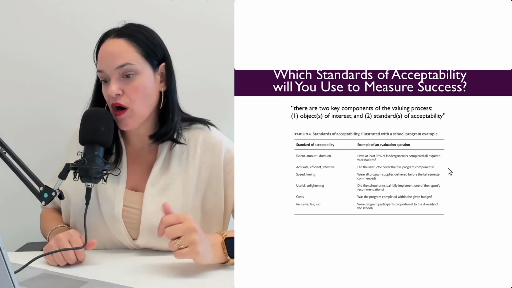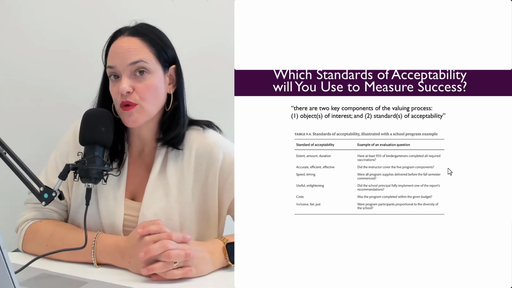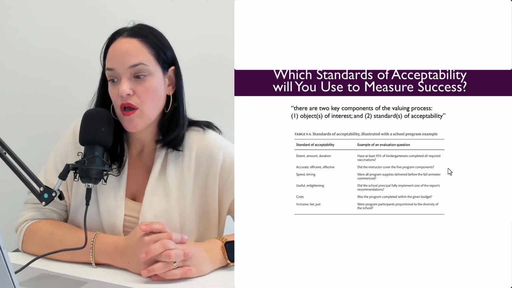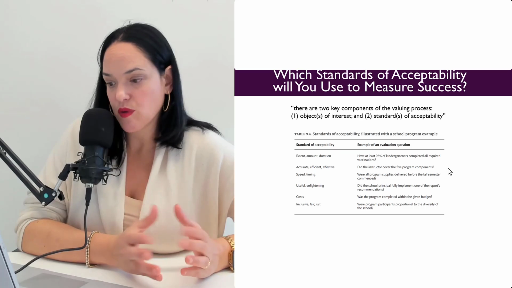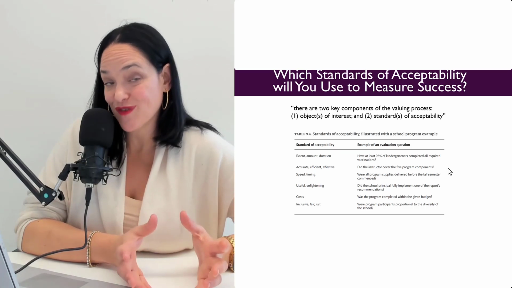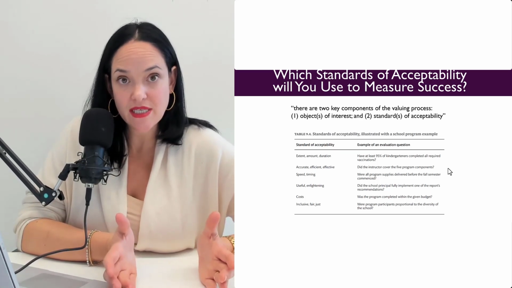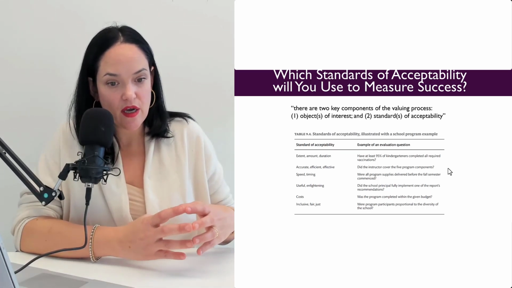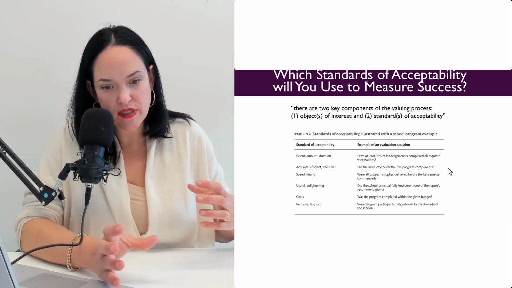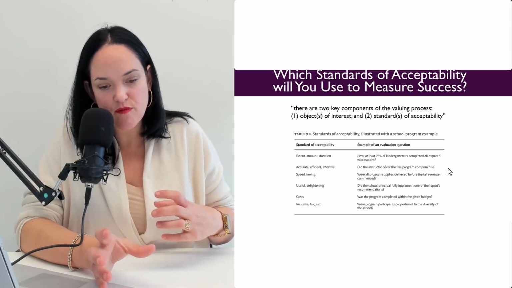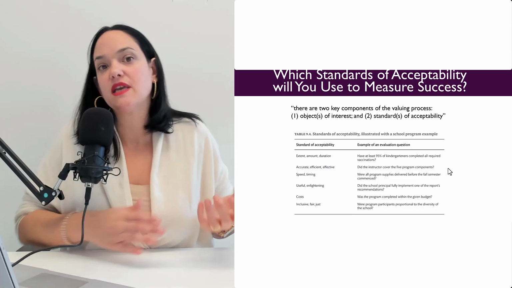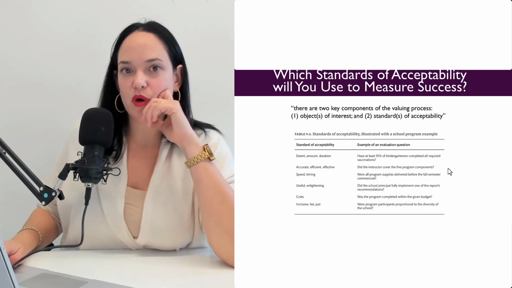Then there's questions around costs, and then there's questions, of course, around equity as well, right? I love this one, were program participants proportional to the diversity of the school? And there's ways to assess that, right? Can I look at who participated and what the school looks like and the demographic breakdown of both of those, and do those line up? And then again, what would be acceptable and what would not, right?